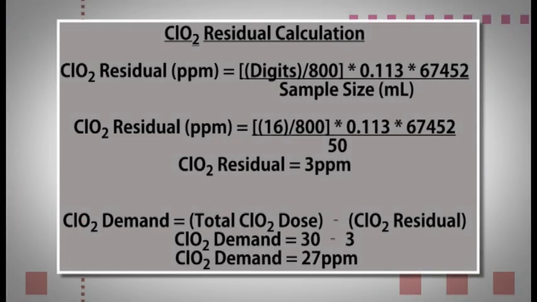So from our titration, we've calculated that our residual chlorine dioxide level is 3 ppm. We subtract this 3 ppm from our total chlorine dioxide dose of 30 ppm to say that the demand of this water is 27 ppm. This is important because we've confirmed that we have residual chlorine dioxide and it's at a safe level to prevent any off-gassing or exposure when applying it in the field.